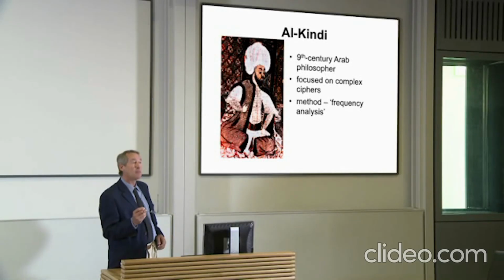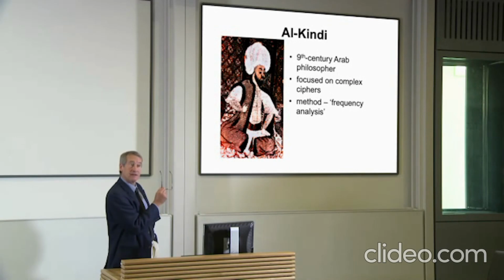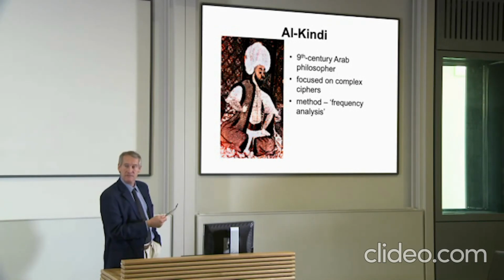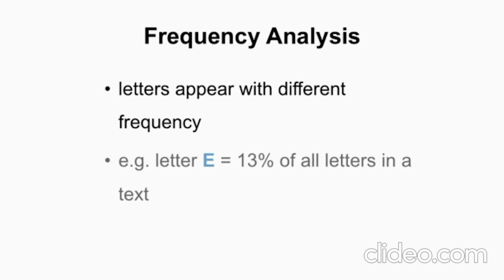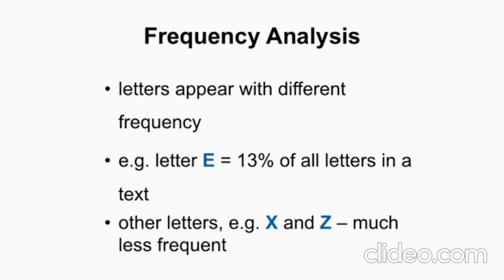However, this changed in the 9th century when the Arab philosopher Al-Kindi focused on complex ciphers. Al-Kindi's method for breaking codes was called frequency analysis. He realized that in any language, different letters appear with a certain frequency. In English, for instance, the letter E accounts for 13% of all letters in a text. Other letters, such as X and Z, are much less frequent.